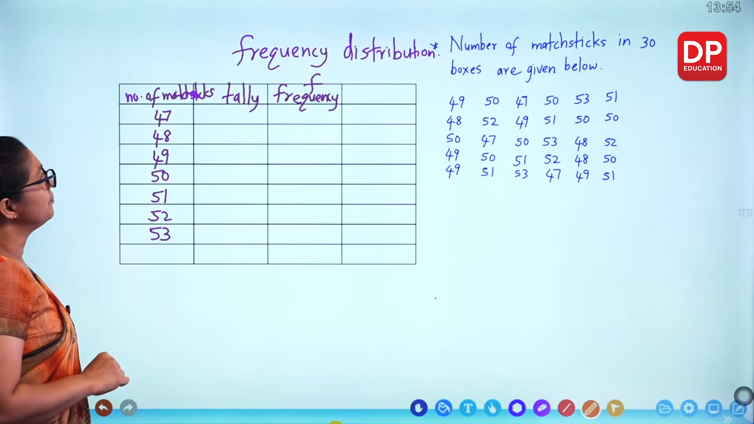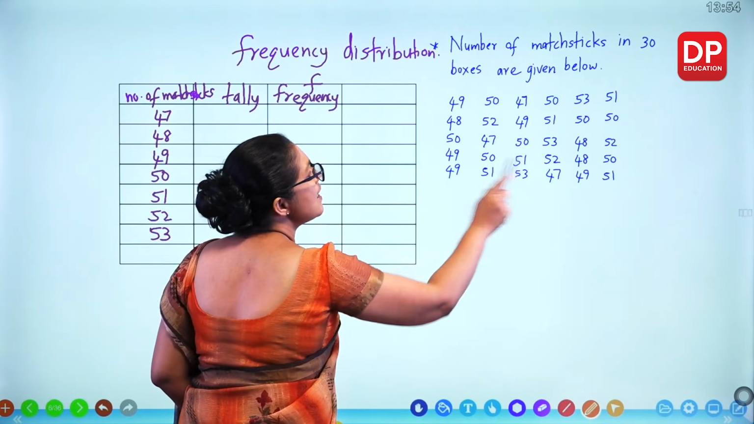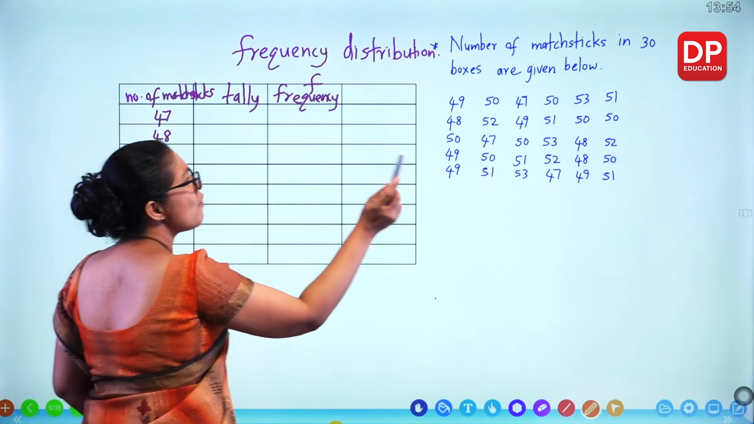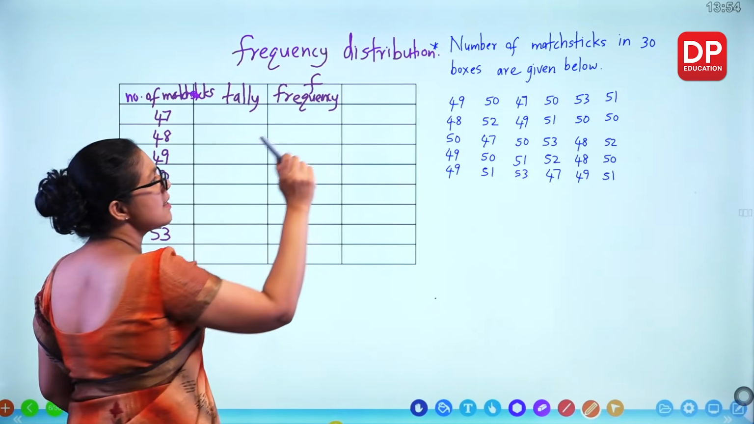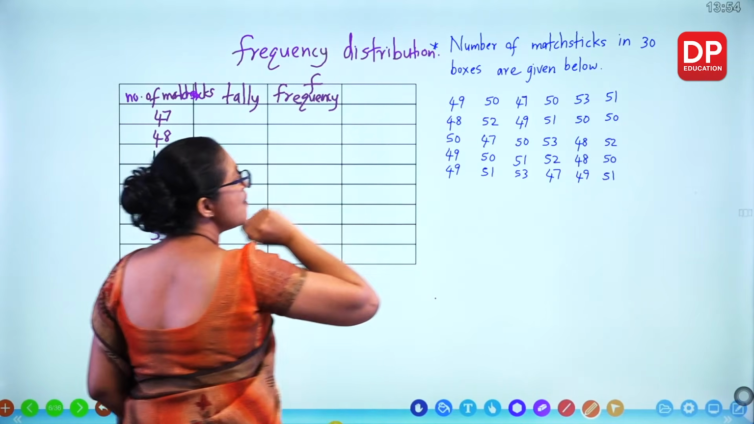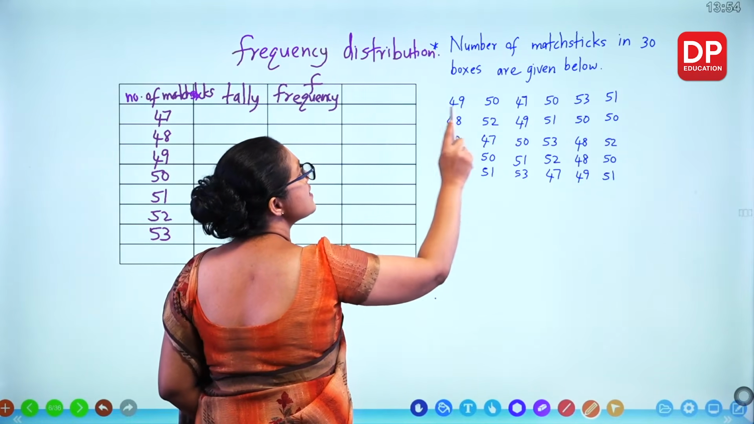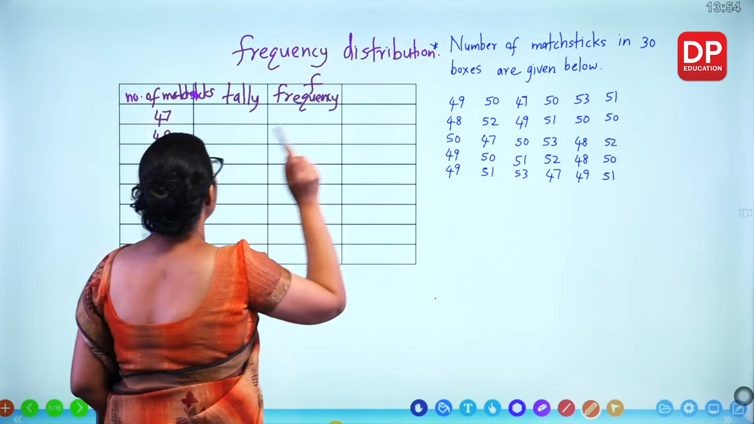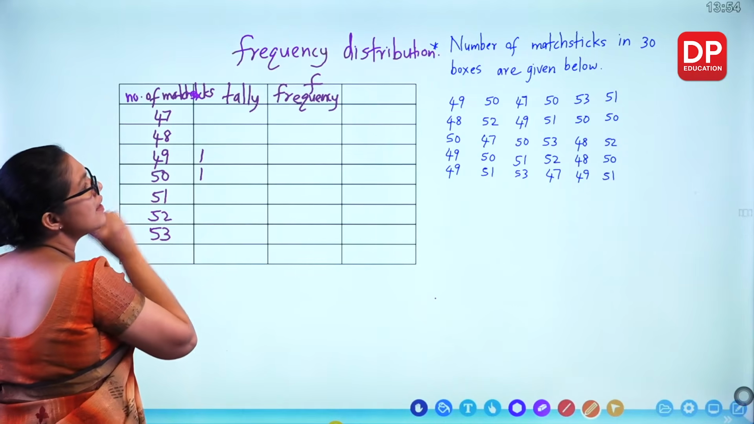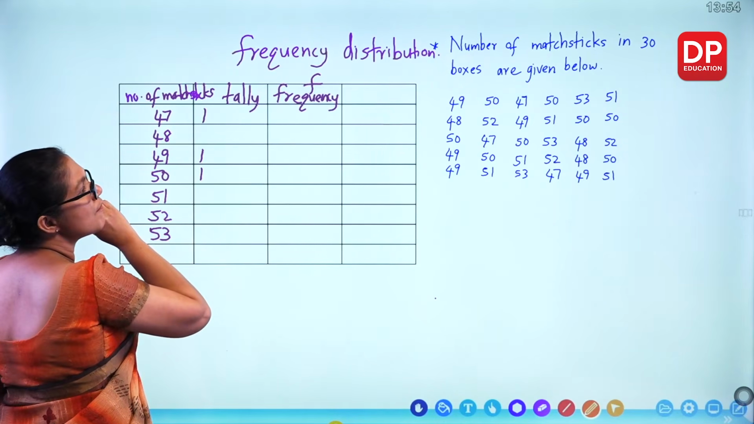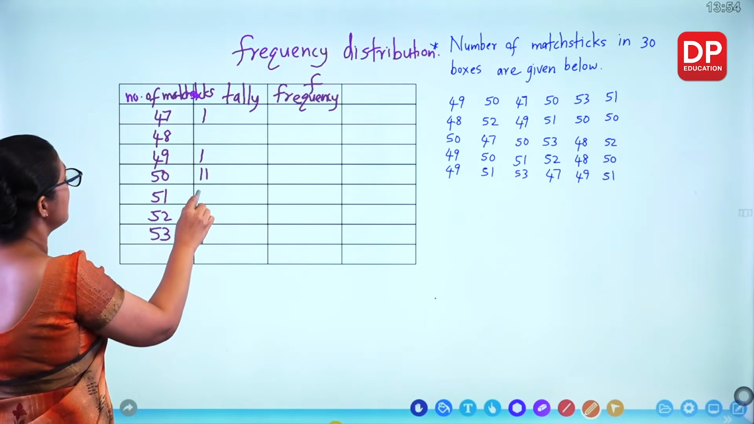Now you don't need to check again and again how many 47s, 48s, 49s. The easiest way is to look either row wise or column wise and put a tally mark. So I'm reading row wise from 49. So 49, I can put a tally mark. 50, 47, 50, 53, 51. That's the first row.